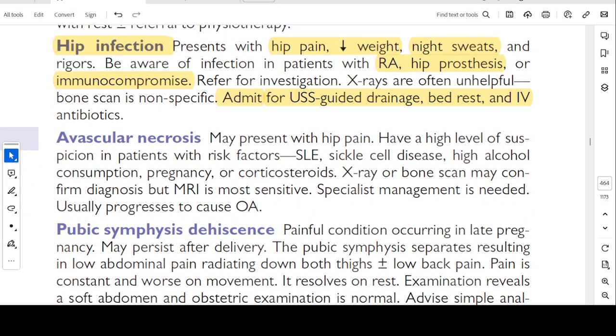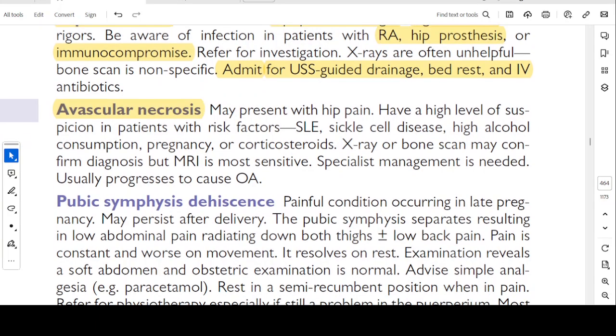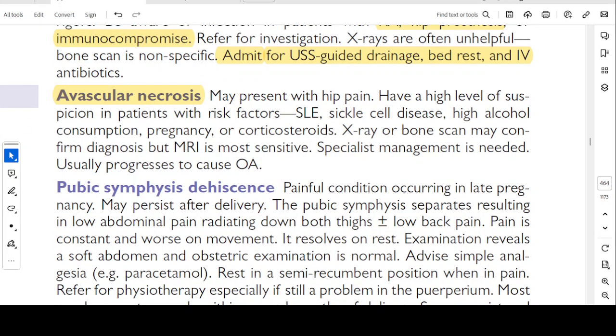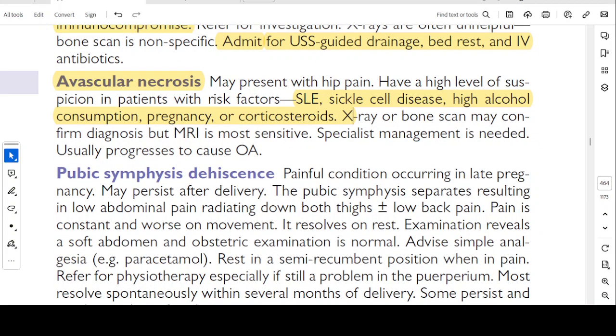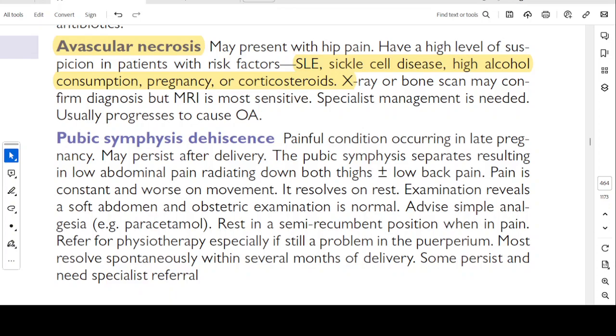Avascular necrosis may present with hip pain, and have a high level of suspicion in patients with risk factors like SLE, sickle cell disease, high alcohol consumption, pregnancy, steroids. X-ray or bone scan may confirm the diagnosis, but MRI is most sensitive. Specialist management is needed, usually progressing to osteoarthritis.